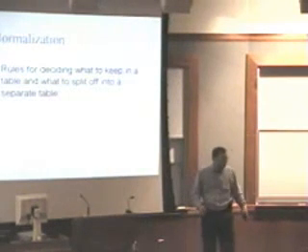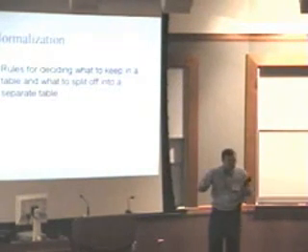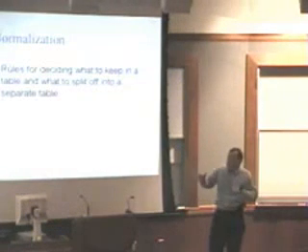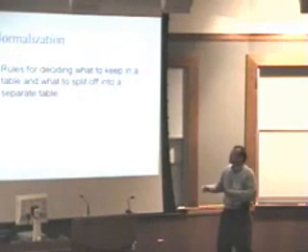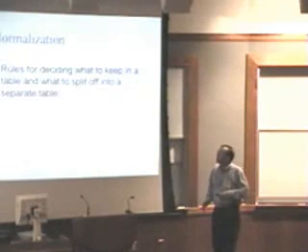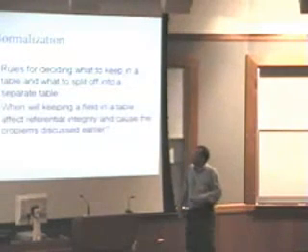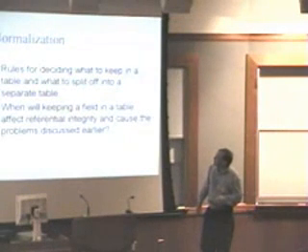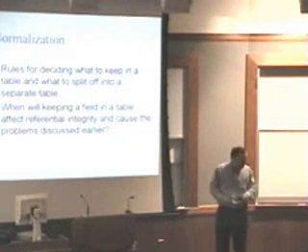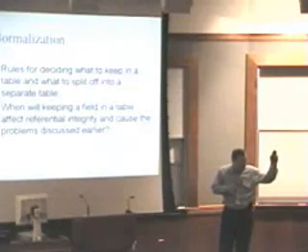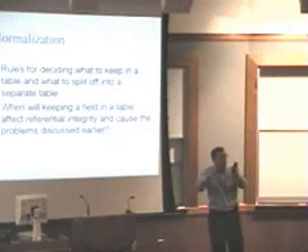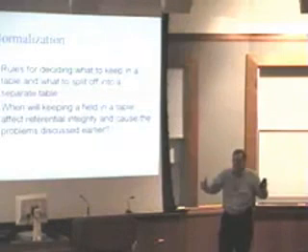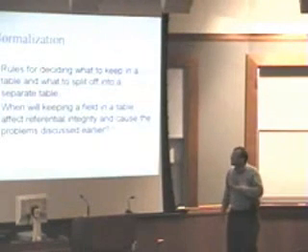Normalization, which is really the important thing. So now that we understand what a key is and a foreign key is, we can talk about normalization. There are rules for deciding what to keep in a table and what to split off into a separate table. When will keeping a field in a table affect referential integrity? Well, the references between records in different tables, will it keep them straight?